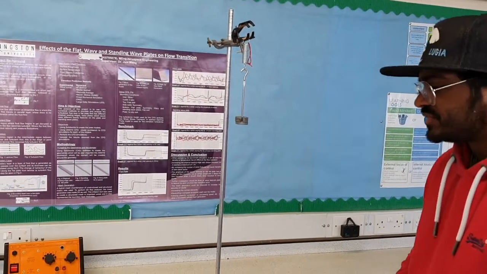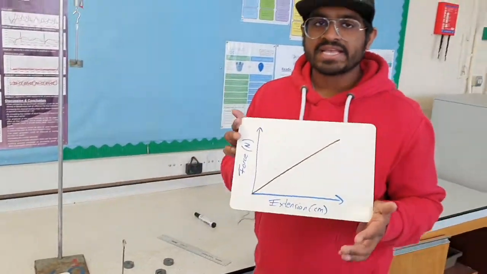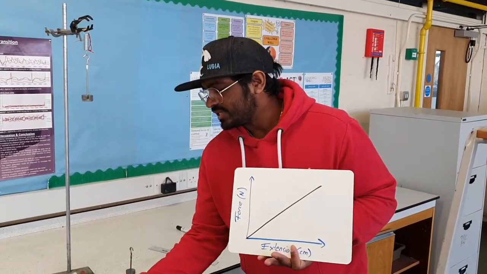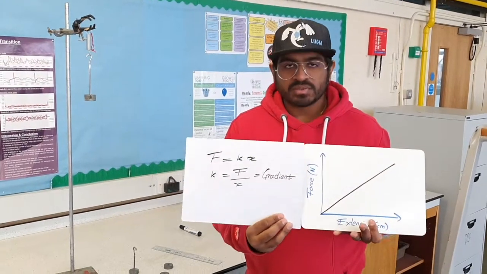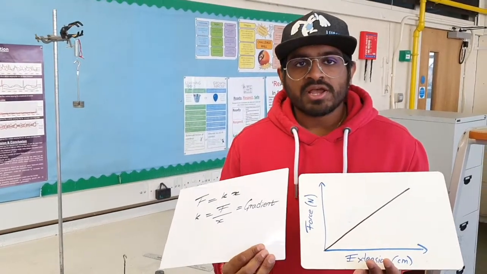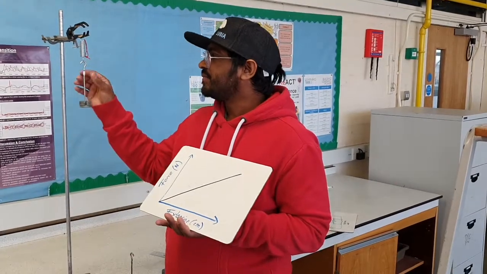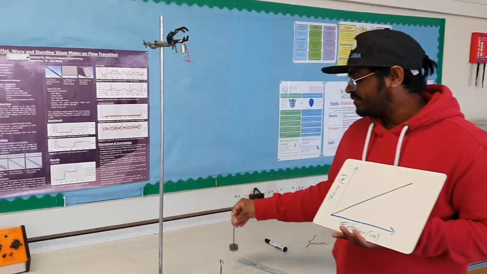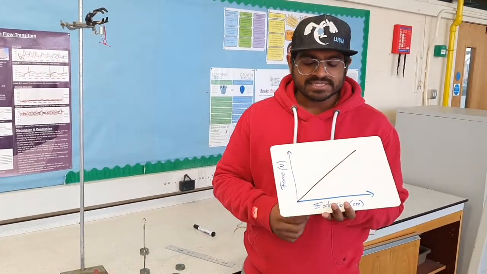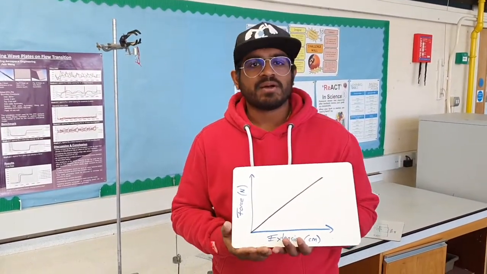Once I've got various readings, I'll be plotting a graph of F over extension, where my gradient is going to be equal to my spring constant, which is K, which is shown here. So what has Hooke's law stated? If it's a straight line, it follows Hooke's law, as it will return to its original length when removing the masses. But when it starts curving off, this is where it disobeys Hooke's law, and this is where we call it the limit of proportionality, and this is where it becomes plastically deformed.